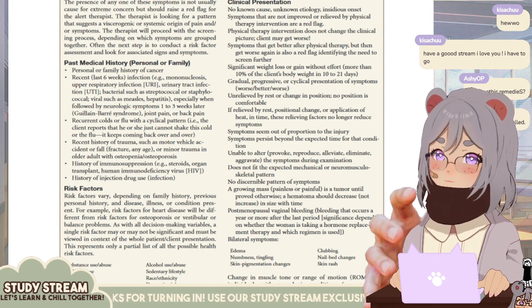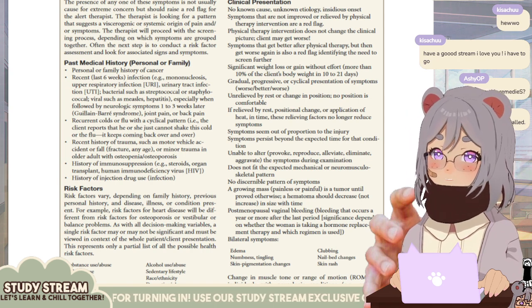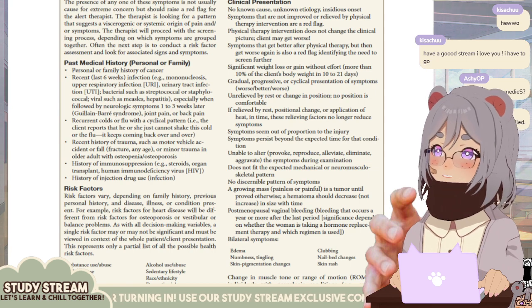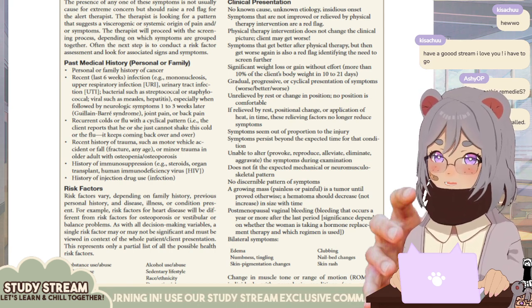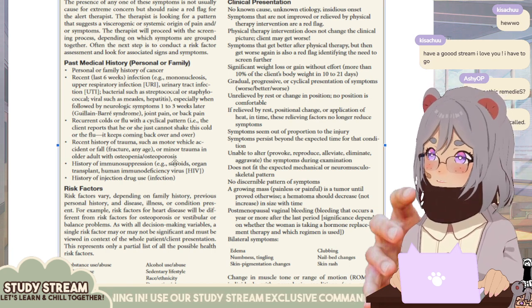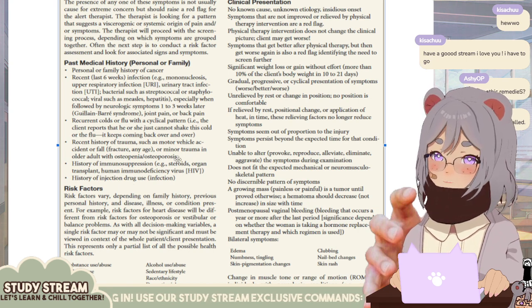Recent history of trauma such as, again, the MVAs, the motor vehicle accidents and falls, which can lead to a fracture of any age, or even a minor trauma in adults with osteopenia or osteoporosis. And osteoporosis is the weakening or softening of a bone. A history of immunosuppressants, so we have our steroids or organs. And history of injection and drug use, the infections.